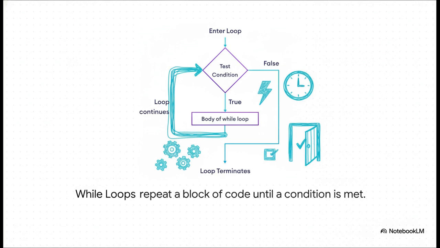But it doesn't just stop there. The pathway loops right back around to the test condition again. A while loop will relentlessly repeat this block of code over and over until that test condition finally evaluates to false. Only then does it terminate and let the program move on.